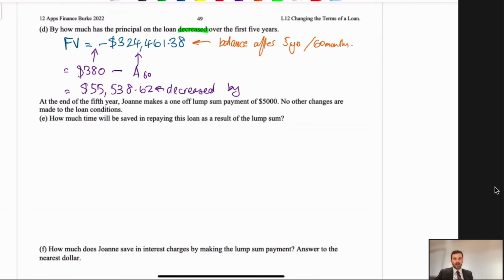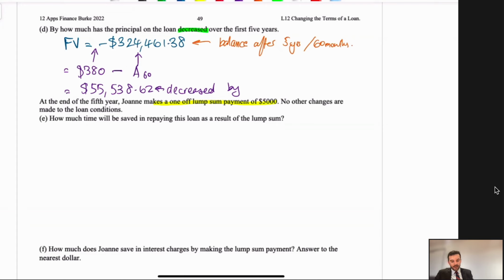Okay, so we've investigated a few things here, but we haven't done a change in terms of the loan part yet, and that's what this part is here. So at the end of the 5th year, Joanne makes a one-off lump sum payment of $5,000. Okay, now what that means is he just puts that into the account. No other changes are made to the loan conditions. How much time will be saved in repaying this loan as a result of this lump sum?